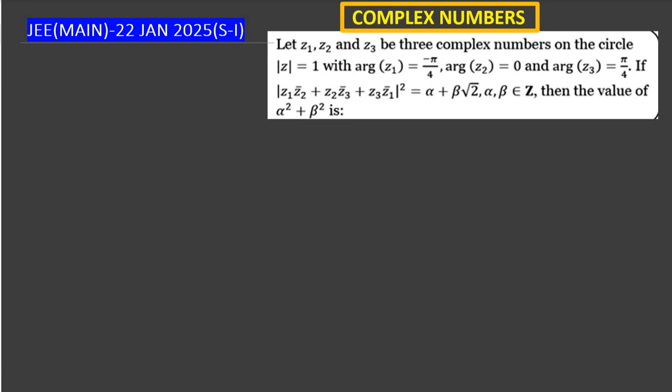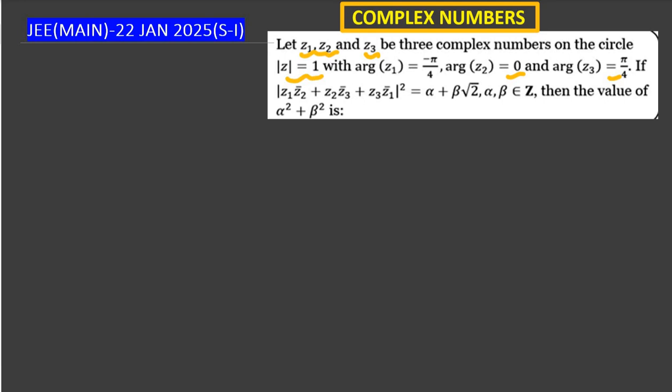JEE Main 22nd Jan, Shift 1 question. Let Z1, Z2, Z3 be three complex numbers on the circle with mod Z equal to 1. Argument of Z1 is given to be minus pi by 4. Argument of Z2 is 0. Argument of Z3 is pi by 4. Then if mod of Z1 Z2 bar plus Z2 Z3 bar plus Z3 Z1 bar, whole square, is equal to alpha plus beta root 2, then the value of alpha square plus beta square is.